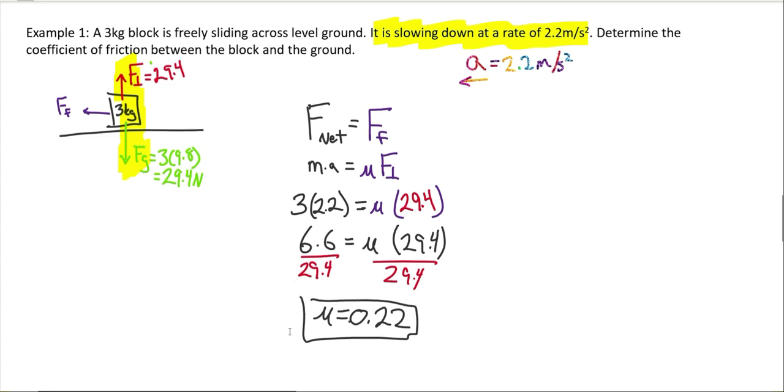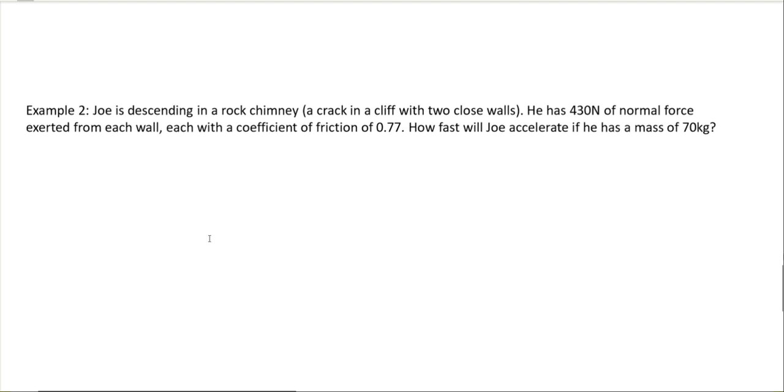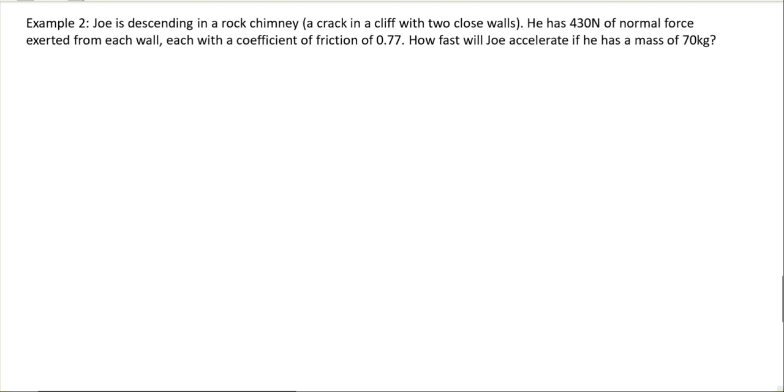Let's look at our next problem. Joe is descending in a rock chimney. That's a crack in a cliff that has two close walls. He has 430 newtons of normal force exerted from each wall, each with a coefficient of friction of 0.77. How fast will Joe accelerate if he has a mass of 70 kilograms? Well, this one's going to take a little more work.